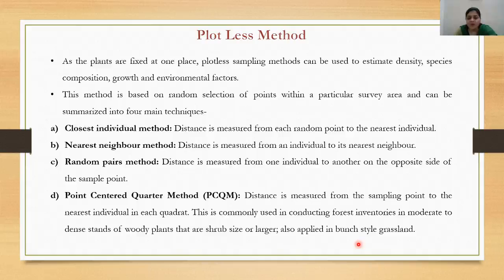This is commonly used in conducting forest inventories in moderate to dense stands of woody plants that are shrub size or larger, and it is also applied in bunch style grasslands. So again, in this method, the distance is measured from the sampling point to the nearest individual in each quadrant. If we have many quadrants, the distance from the sampling point to the nearest individual is calculated by this method.